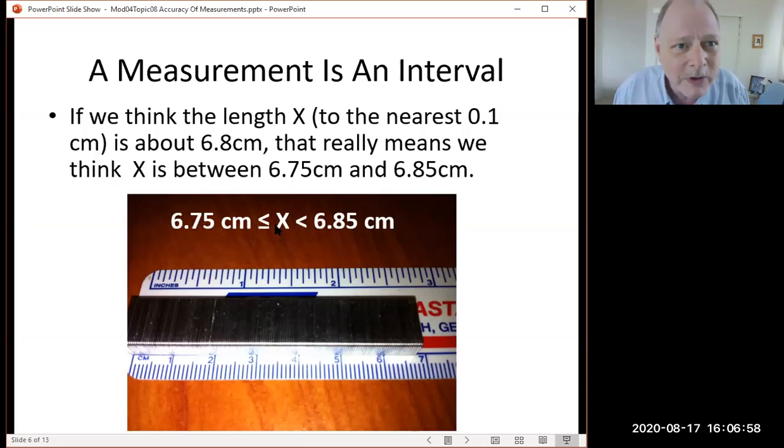And this is what you actually mean, that x is between 6.75 and 6.85 inches. X is greater than or equal to the 6.75 on the left-hand end, but strictly less than 6.85 on the right-hand end. And so you don't have to write that every time. You just say x equals 6.8, but everybody knows it's a range of possibilities.